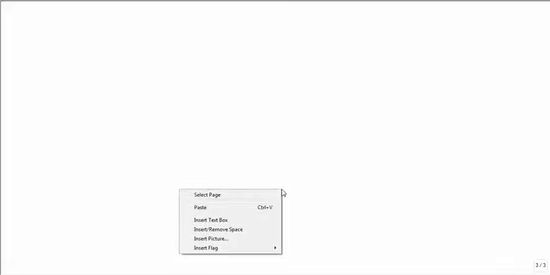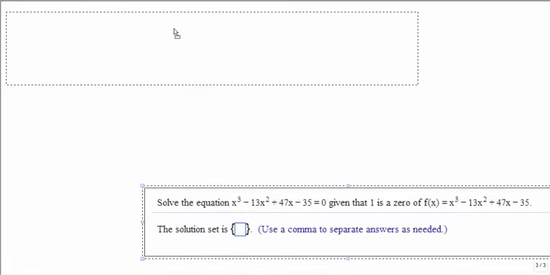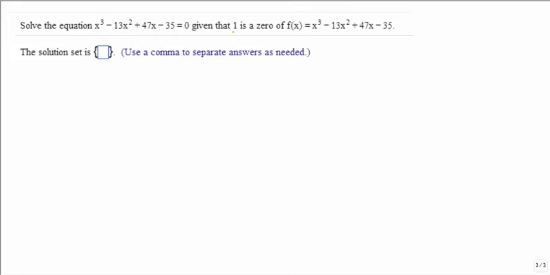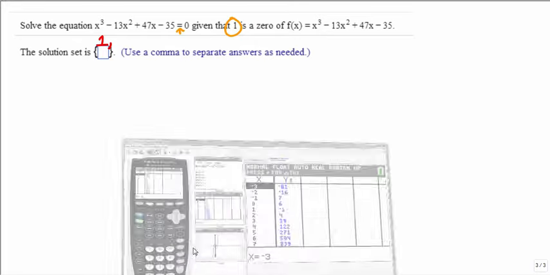So for this next homework problem, we're going to be given slightly different directions. It says solve the equation, and again this is an equation because I have this equal sign right here. So solve the equation given that 1 is a 0 of that particular polynomial. Now when I talk about my solution set, I already know that the number 1 is part of that, so I need to remember that they already told me that 1 is part of my answer. Now if 1 is part of the answer, I need to be able to find the other answers, or the other solutions. So what I'm going to do is I'm going to graph this.